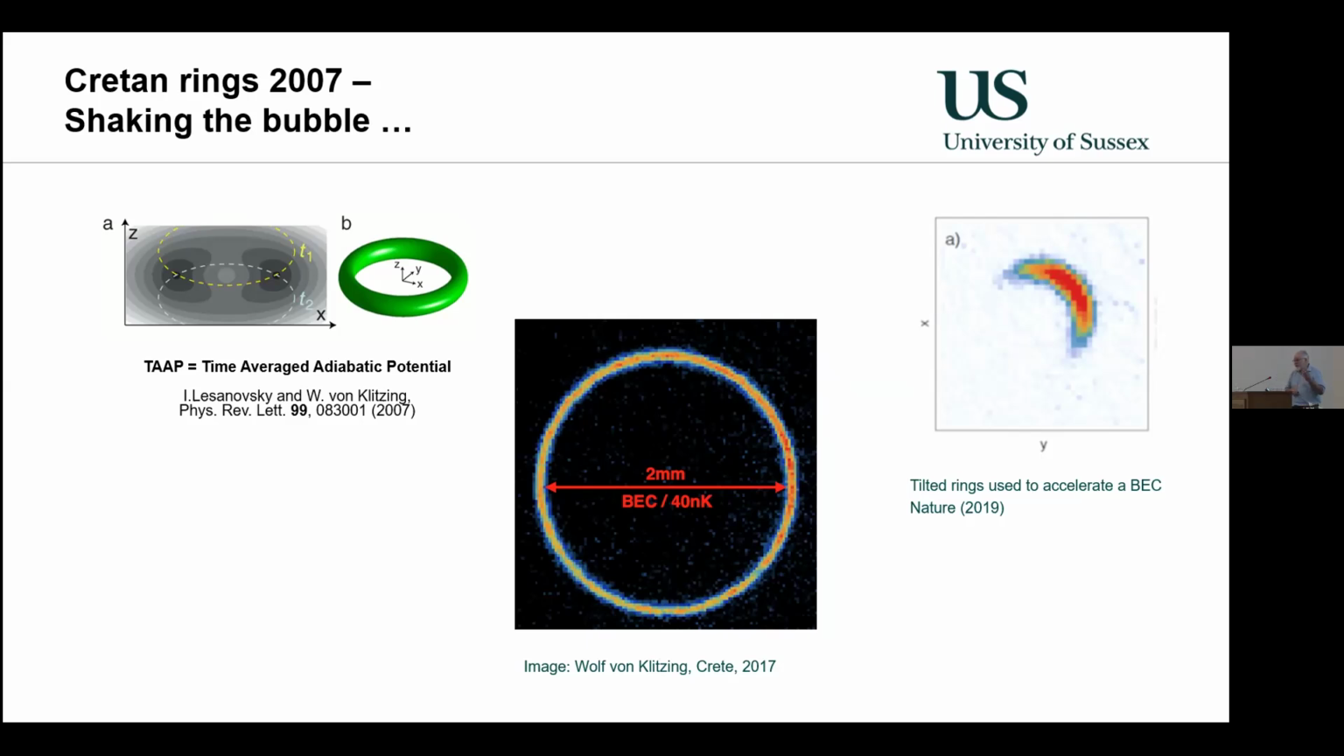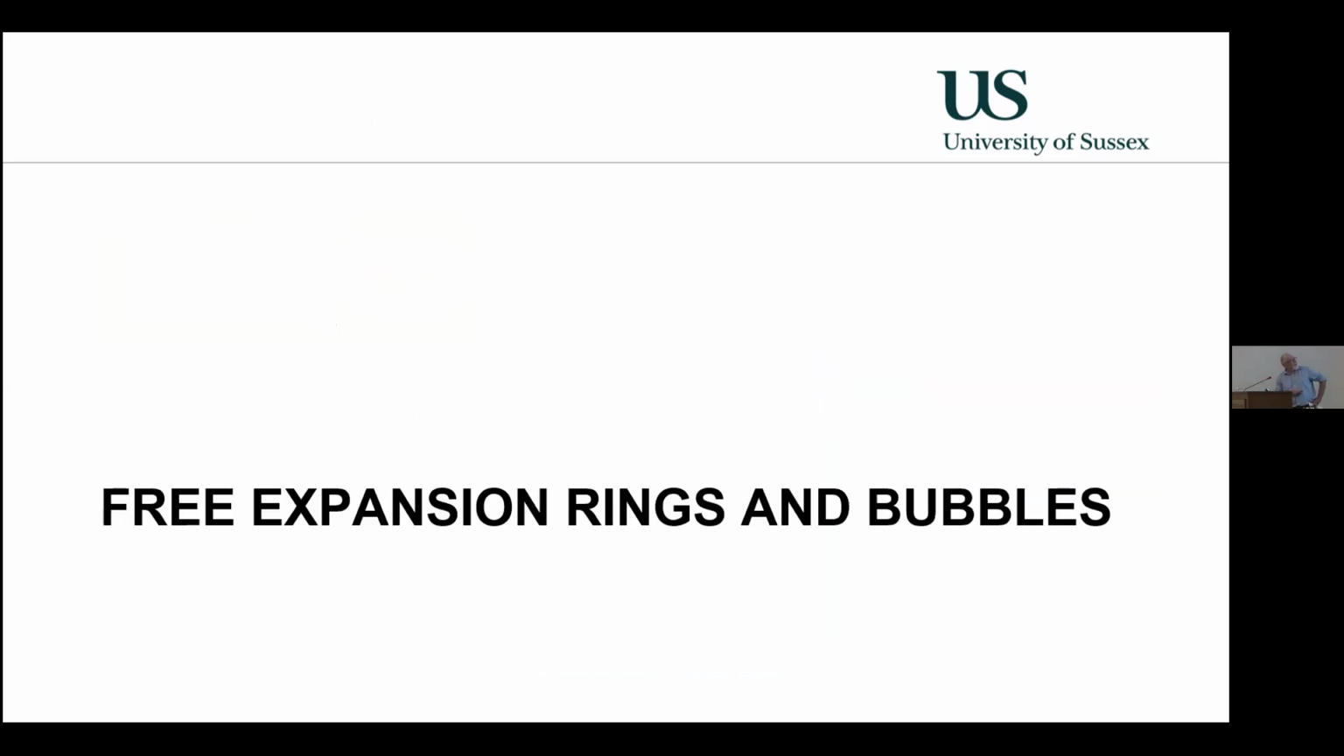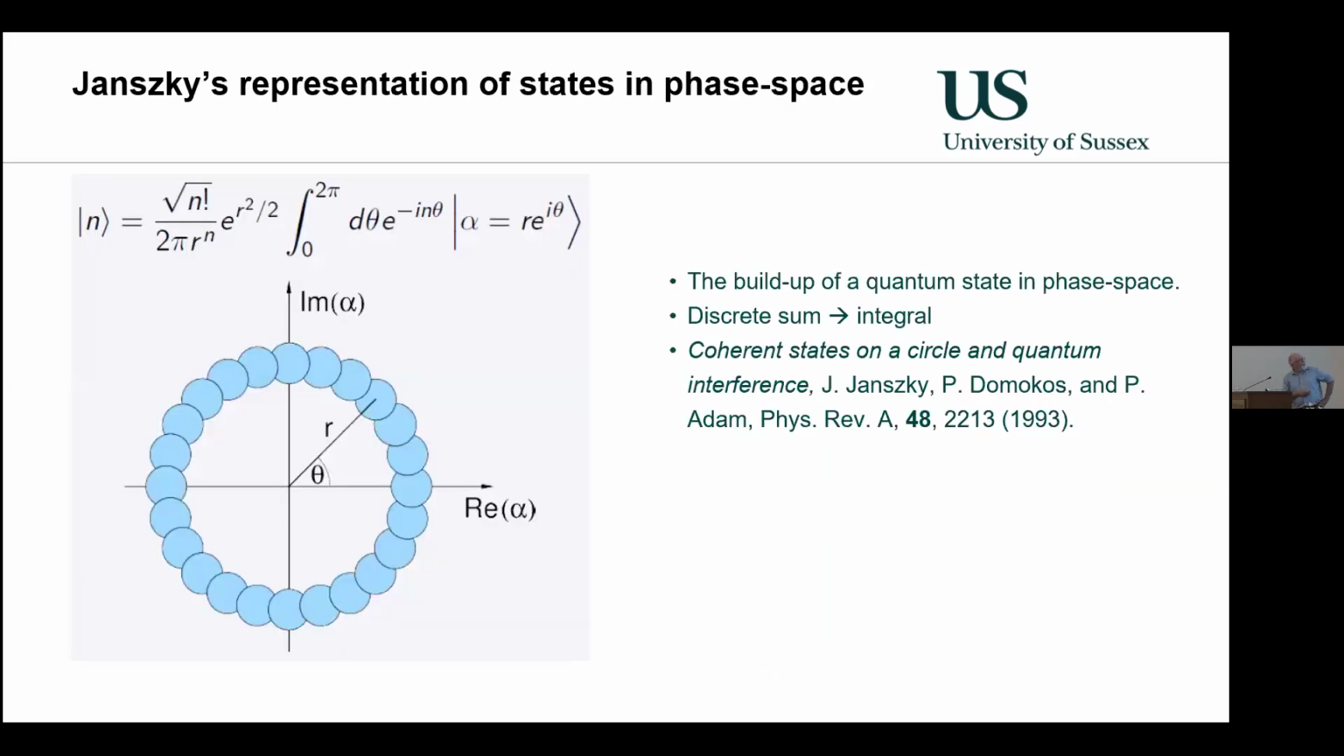And this gives him a lot of all electronic control of what these ring potentials do. He can tilt them, he can rotate the tilt and all sorts of things like that. And he can make very, very big rings, so 2 millimeter scale rings here with ultra cold atoms in them. So those kinds of things make it interesting to ask questions about, what's the expansion of these rings really like?